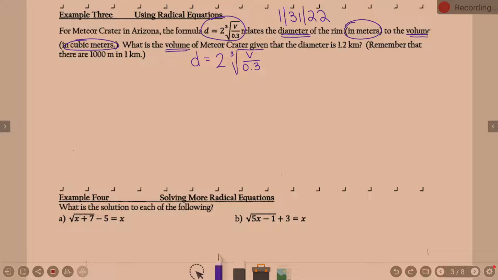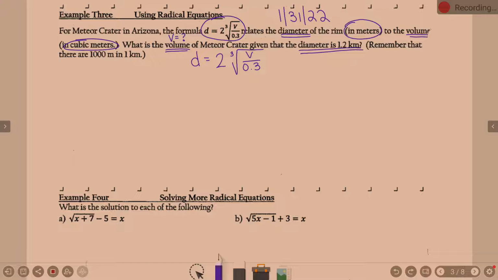Okay, so now the question. What is the volume? So what are we trying to find? We want to find V, right? Of course, V is under the square root. We're going to have to do some work, but our goal is going to be to find V, given that the diameter is 1.2 kilometers. Now, they then gave us extra information in parentheses. Remember that there are 1,000 meters in a kilometer.